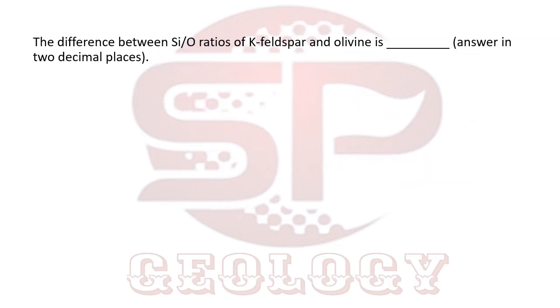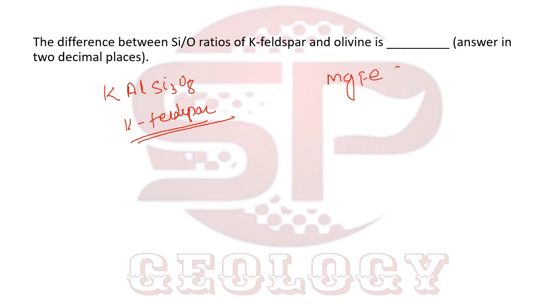Then, the difference between the Si:O ratio of K feldspar and olivine is asked. K feldspar has the formula KAlSi3O8, and olivine has the formula, you can take (Mg,Fe)SiO4. So here the ratio of Si to O in olivine will be 1 by 4, 0.25.